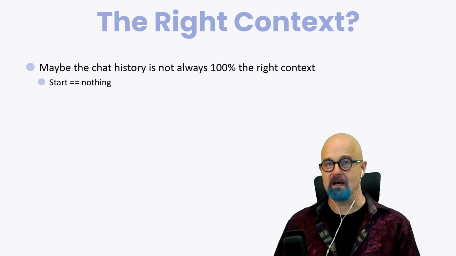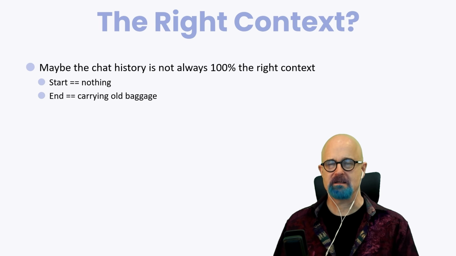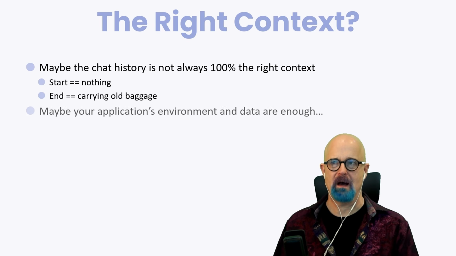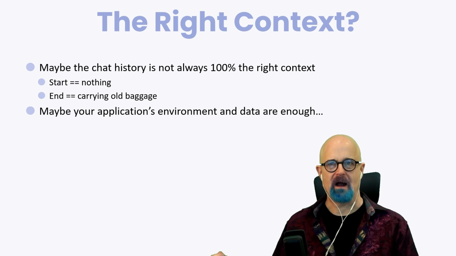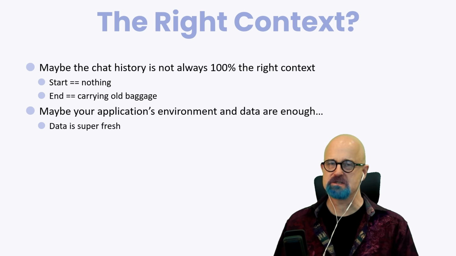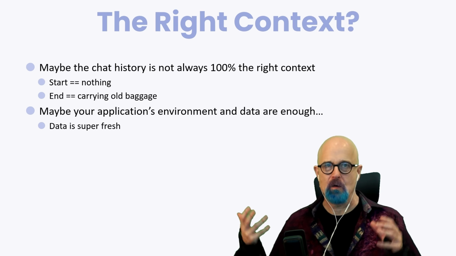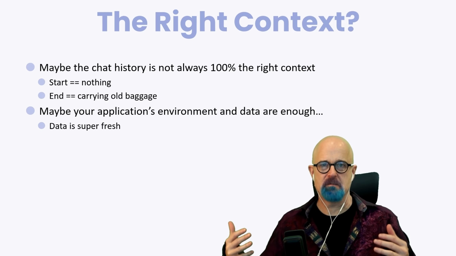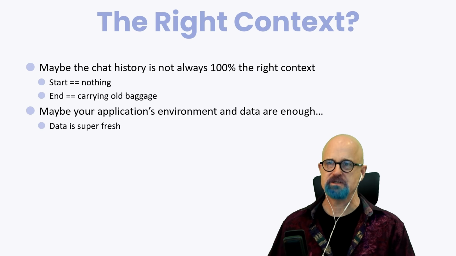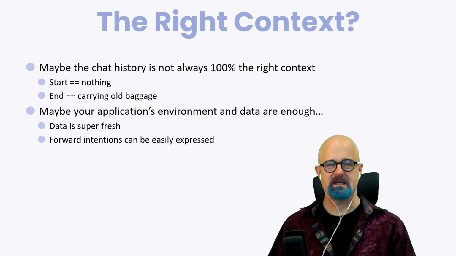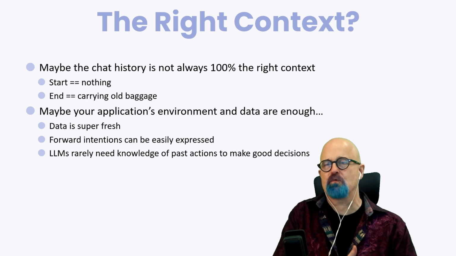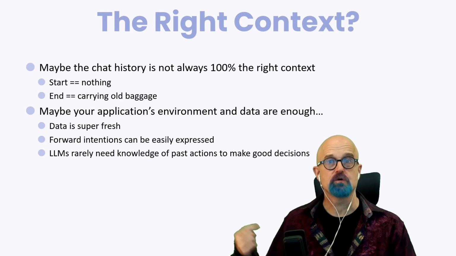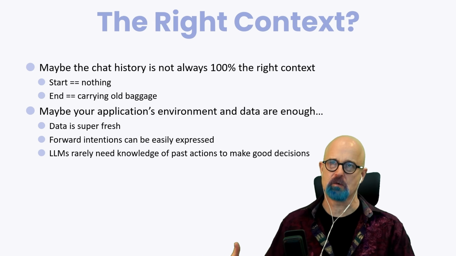At the start, you've got nothing. It's stateless at the start. And at the end, you're carrying old baggage along with you. There's something that doesn't quite feel right about that. And maybe your application's environment and data are enough. Maybe they're sufficient. The data is super fresh, right? What's alive right now inside my solution or inside my application, that's the state that I'm at. That's the most important state right there. That's the fresh data. And forward intentions can always easily be expressed. And LLMs rarely need knowledge of past actions to make good decisions moving forward. They just need the right context.